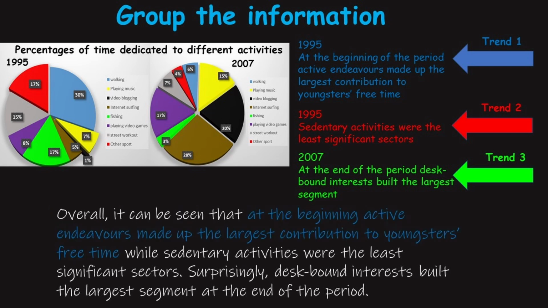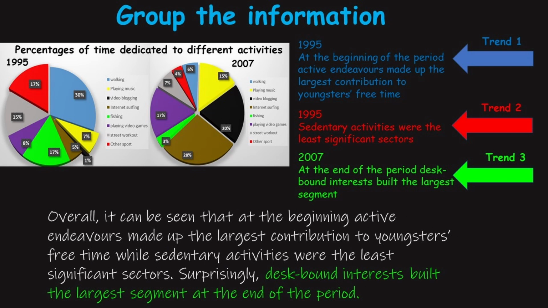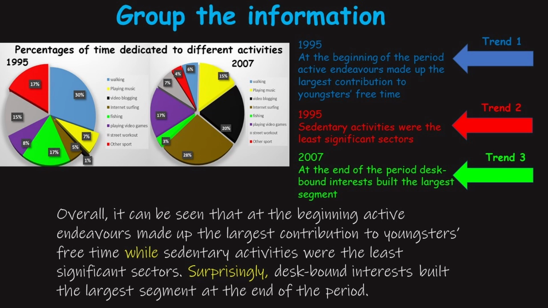Then was included the first trend from 1995. Further was included the second trend from 1995. Trend number 3 is included in the second sentence. To make comparisons and ensure coherence and cohesion, I use specific words that highlighted in yellow. These words are "while" and "surprisingly". Again, these words serve as the indicators of comparisons and make the overview sound logical.